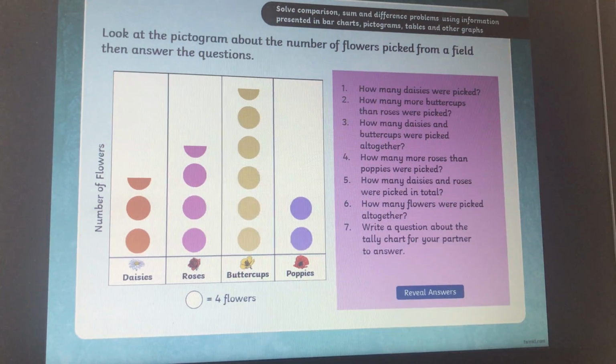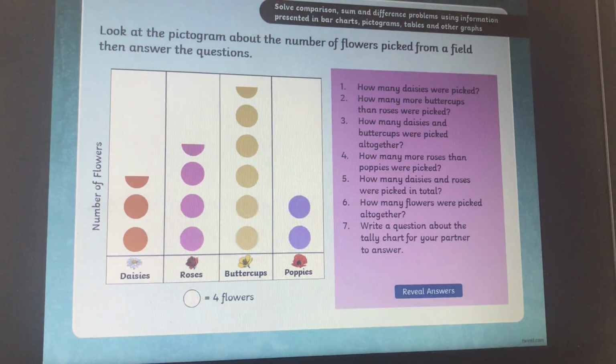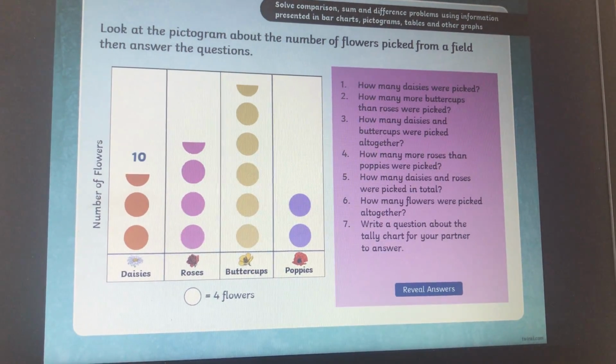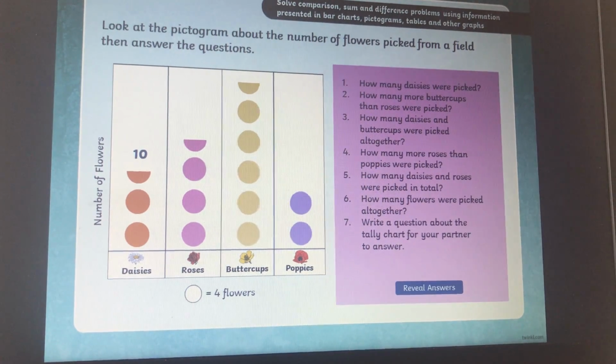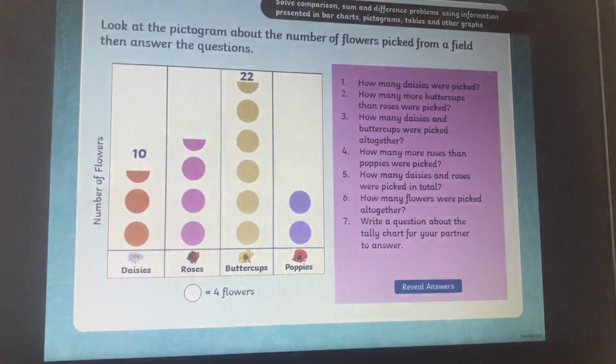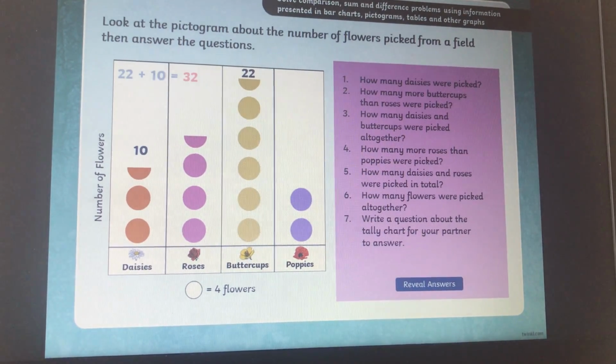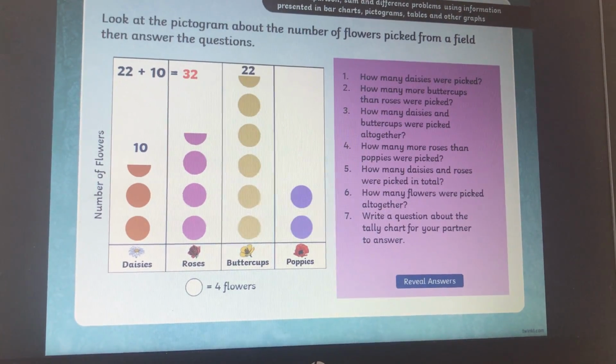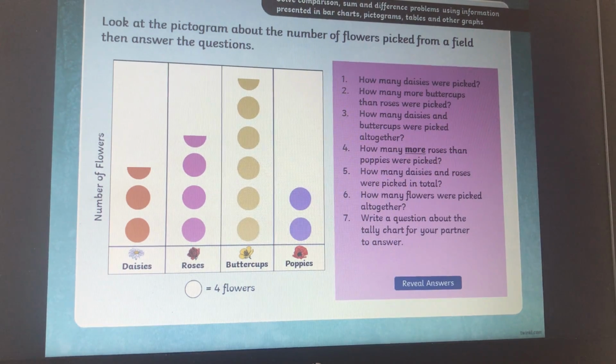Question 3. How many daisies and buttercups were picked altogether? There were 10 daisies picked and 22 buttercups. Add the totals together to reach the answer. 22 add 10 equals 32.